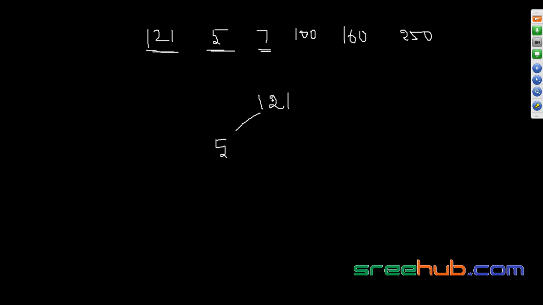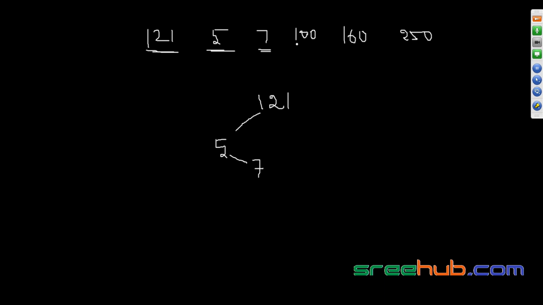Now it will again start from the first element, 121. 7 is less than 121, so it has to go to the left side. Now it is at 5. Now 7 will be compared with 5. 7 is greater than 5, which means 7 will be placed on the right side of 5.